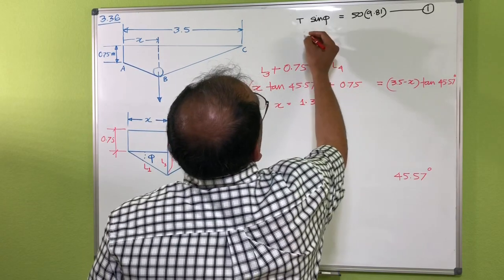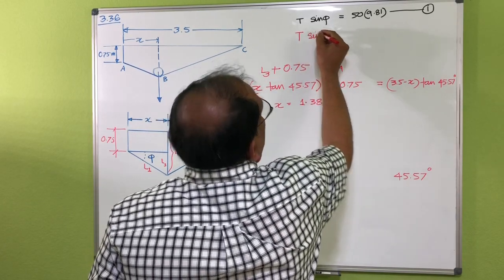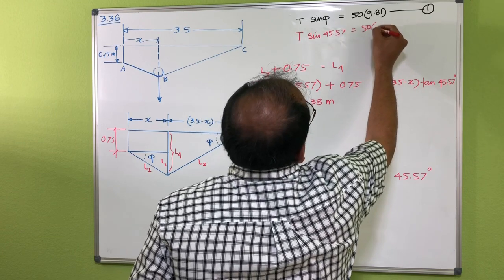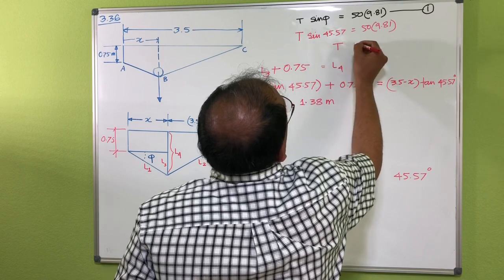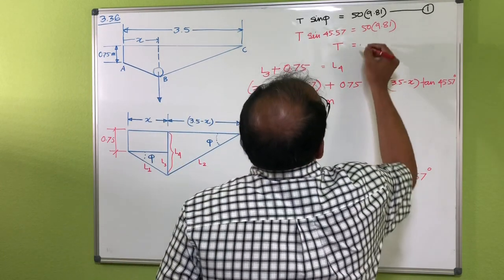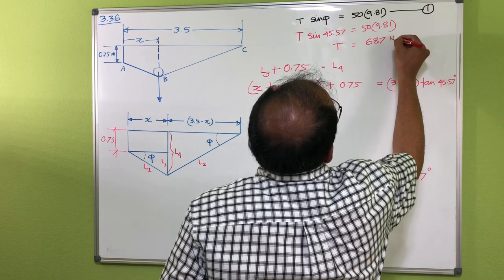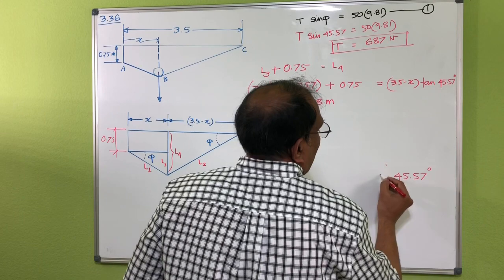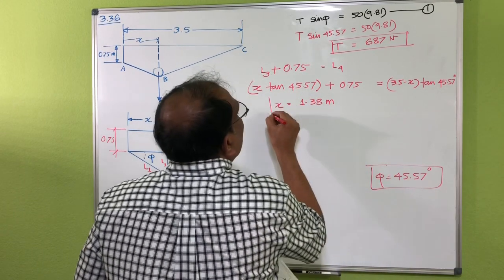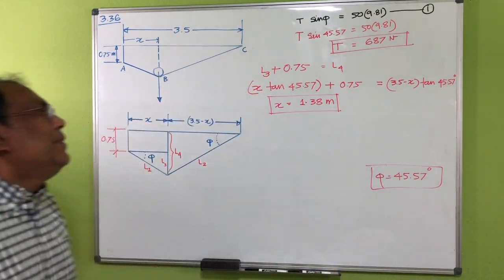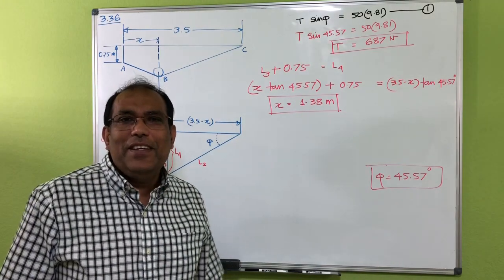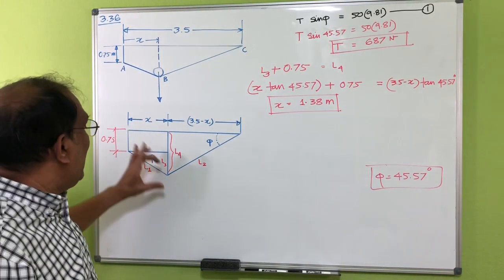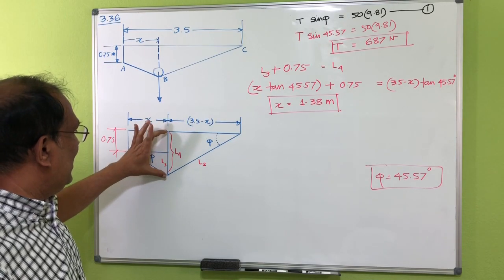And again, if you plug that value here, T sine 45.57 is equal to 50 into 9.81. Then you can find out the value of T, which is 687 Newton. So that's your answer. Actually, this too is your answer here. It's a little bit difficult, but you have to remember the geometry, that this plus this is equal to 5, and this plus 0.75 is equal to this one here.